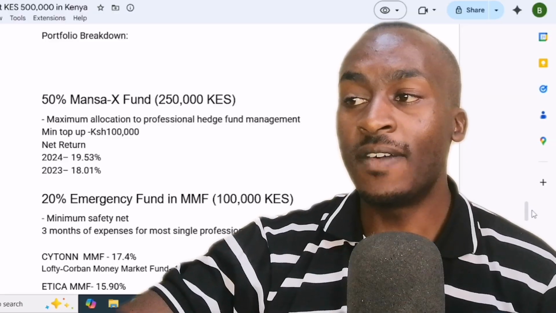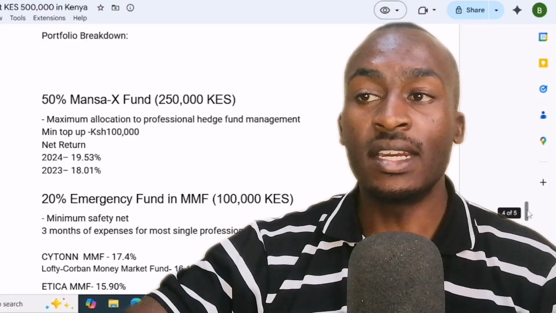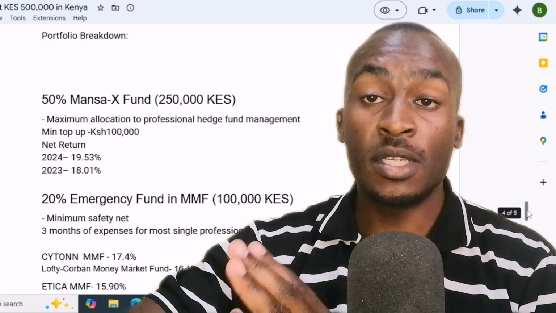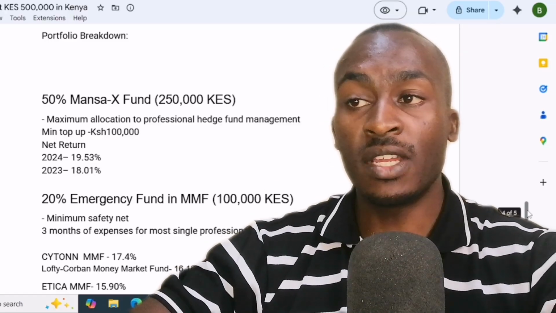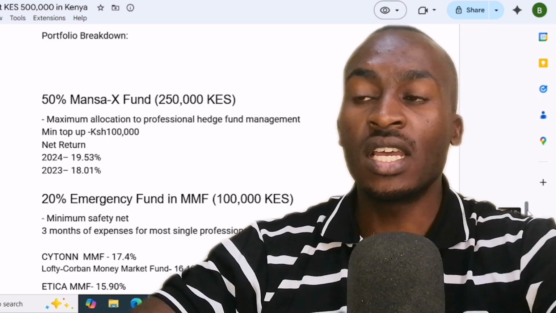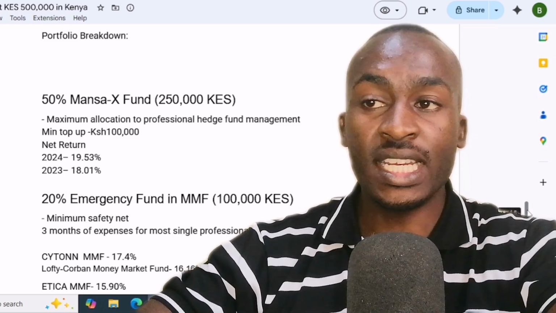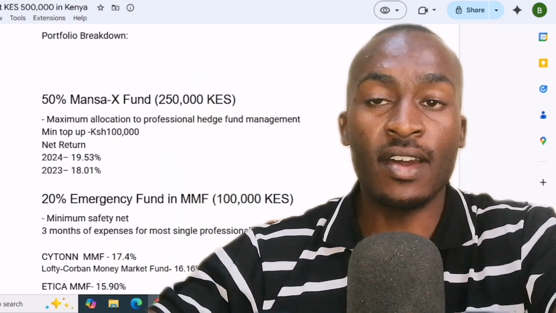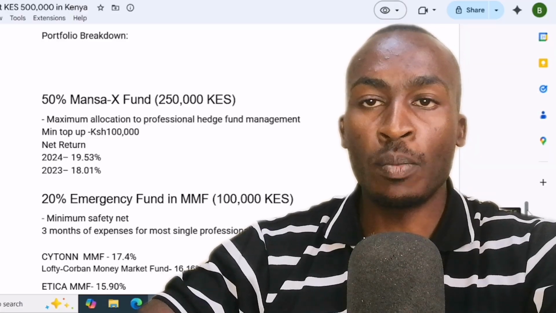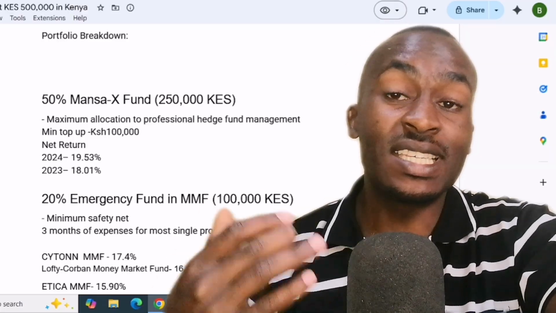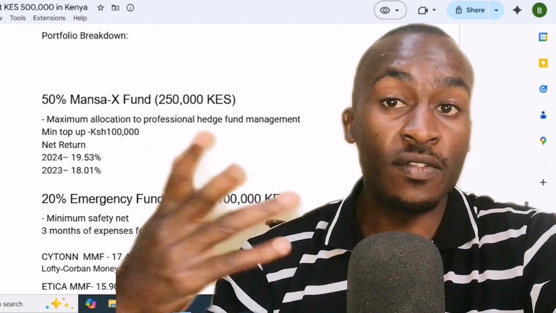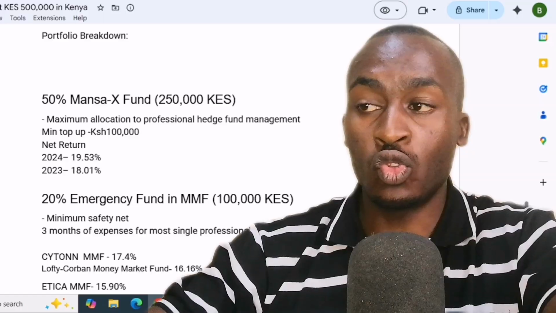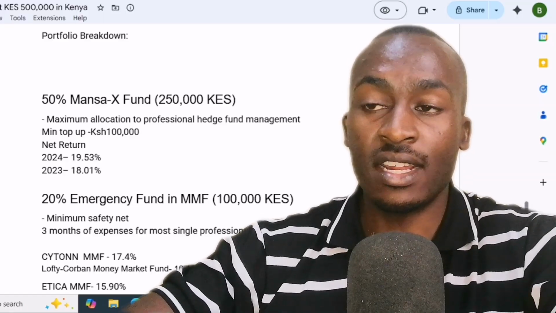So if you want to take more risk, then I'll advise you to go with Mansa-X fund. This is one of the oldest special funds in Kenya. It was launched in 2019, and the minimum investment for you to get started with Mansa-X is 250,000 Kenya shillings, which is a half of your 500,000 Kenya shillings. And the minimum top up is 100,000 Kenya shillings. So that is after you have invested 250,000 Kenya shillings and you want to add more investment into Mansa-X, then you need to top up something not less than 100,000 Kenya shillings.